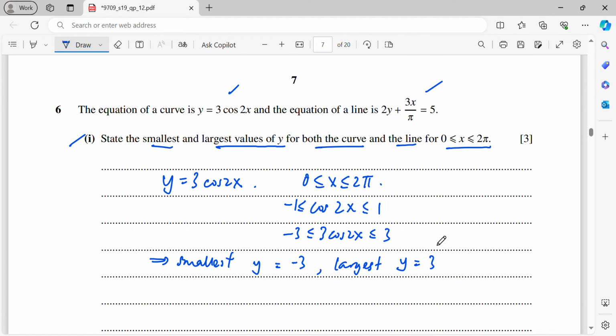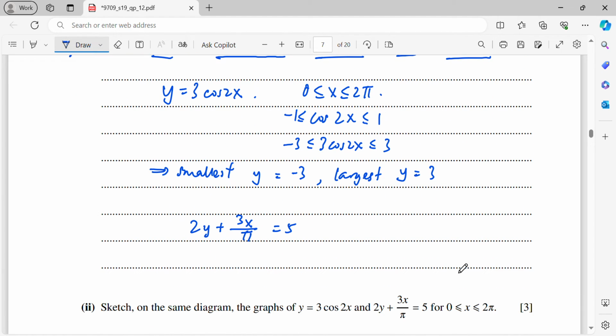Now for the second one, which is the line. So 2y plus 3x over pi equals 5. So here I will get y as the subject. So it means that my y is basically move this to the right side. So 5 minus 3x over pi, and then followed by dividing by 2. So times half.